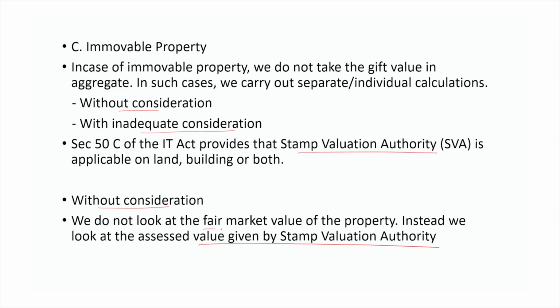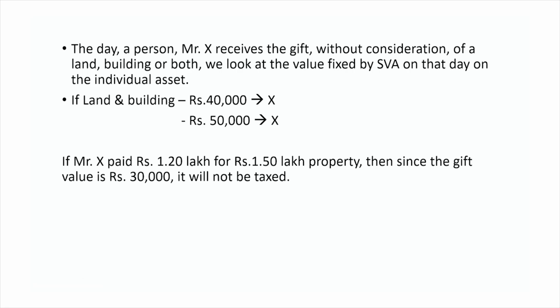We are not checking what is the fair market value. Fair market value could be higher or lower, whatever, right? But we fix our criteria at stamp valuation authority, whatever it says. So the day a person, Mr. X, receives the gift without consideration of, let's say, land, building, or both, we will look at the value that has been fixed by the stamp valuation authority on that day on the individual asset, right?